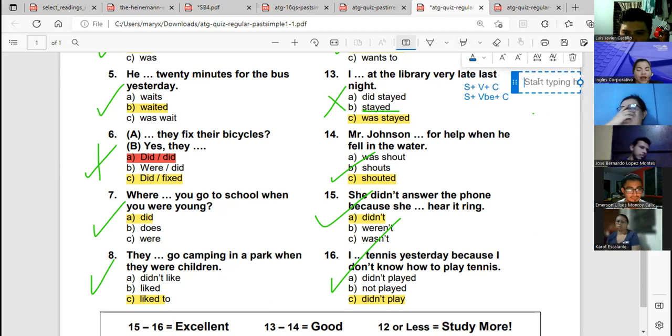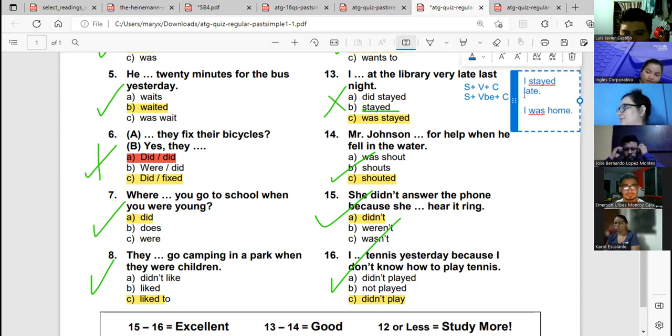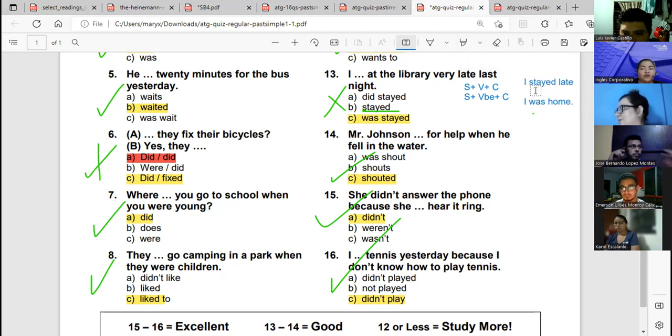So I can say here, I stay late. Or I can also say, I was home. Right? Here, I don't use a verb. This is not supposed to be a verb. So that's why we have it like this. Okay? Every time that you have this structure, you need to remember subject, verb, complement. Subject, verb be, complement. Two different structures. Is that clear, Javier?